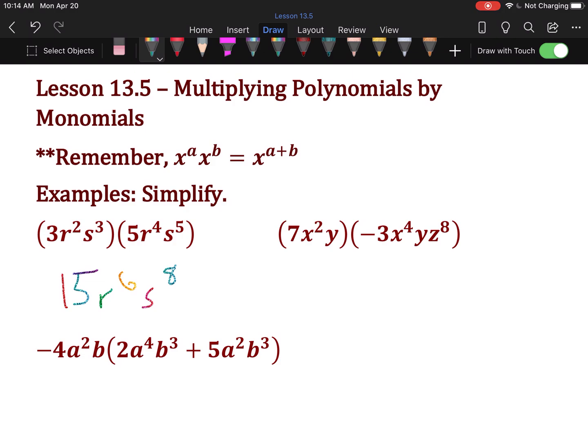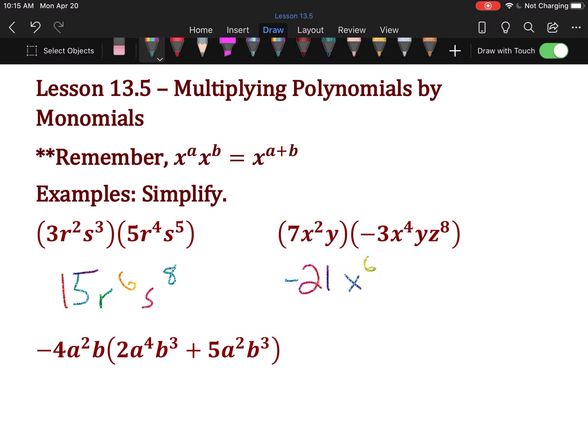On the next example, we have 7x squared y times negative 3x to the 4th y z to the 8th. Multiply like terms. Number times number, 7 times negative 3 is negative 21. X squared times x to the 4th, 2 plus 4 is 6, so that's x to the 6th.